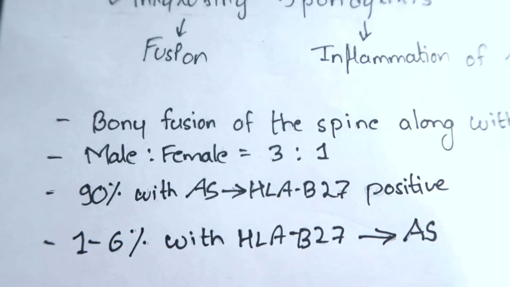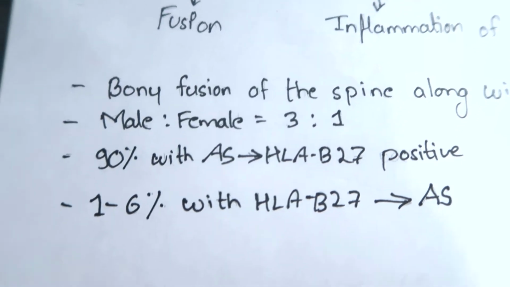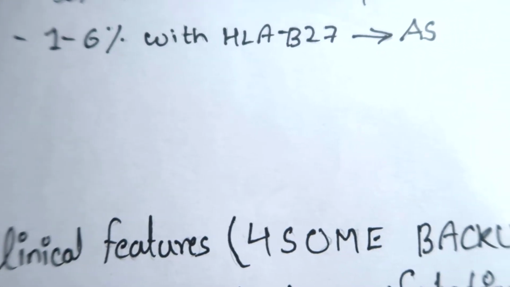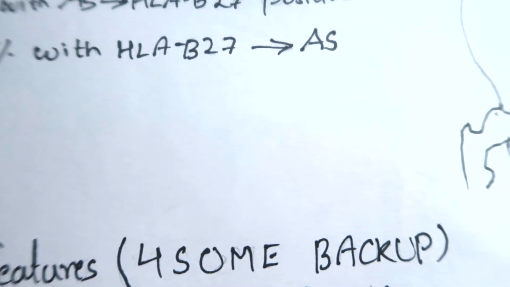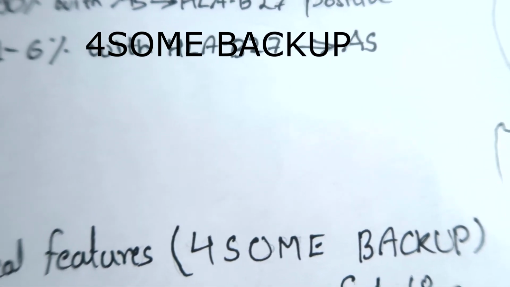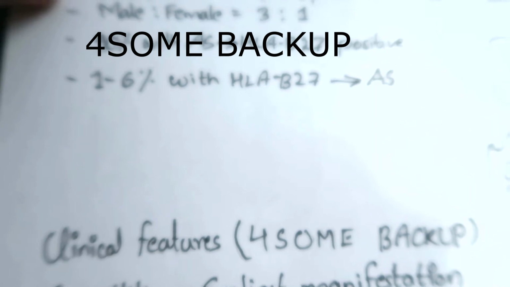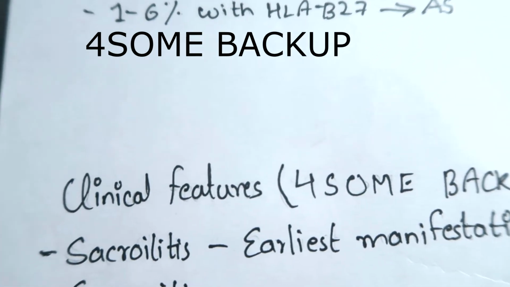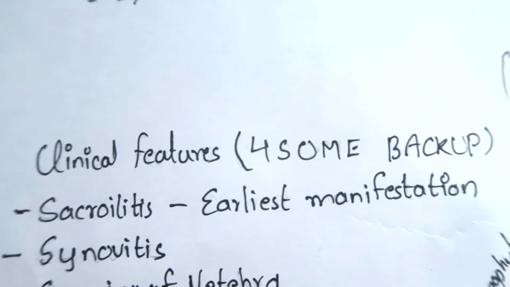Now let's move on to the clinical features of ankylosing spondylitis. There are many, so I have made a mnemonic for them. It is FOURSOME BACKUP, and the 4 stands for 4 of the clinical features that start with S. Okay, so let's see what they are.